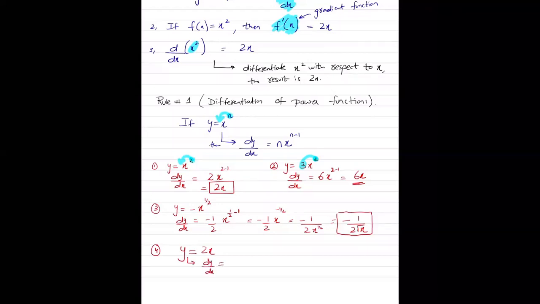You're going to get just 2, because 2 times 1 is 2, x to the power 1 minus 1. So you get x to the power of 0, which is 1. So hence the answer is 2.